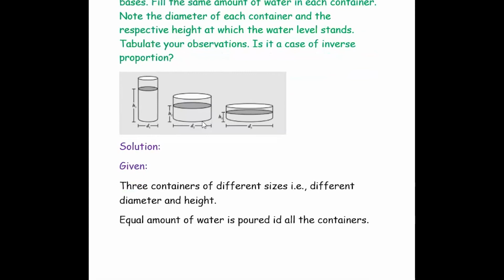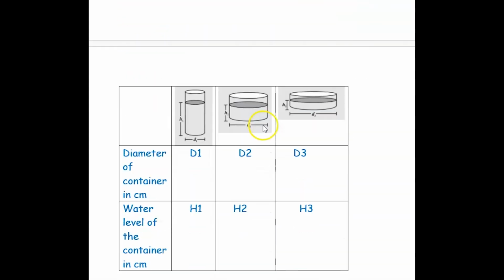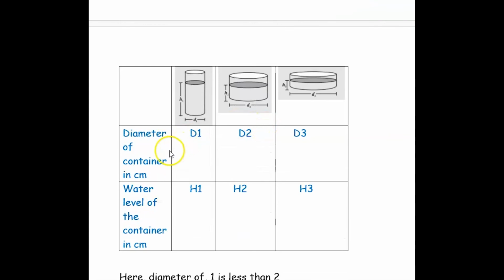Now let's take 3 different containers of different sizes, that is different height and different diameter. So now what we are doing, equal amount of water is poured in all the 3 containers. Now let us see how it does. So now here the diameter of the first container is D1 and diameter of the second container is D2, which is more than the first diameter. Next container diameter is D3, which is more than both D1 and D2.